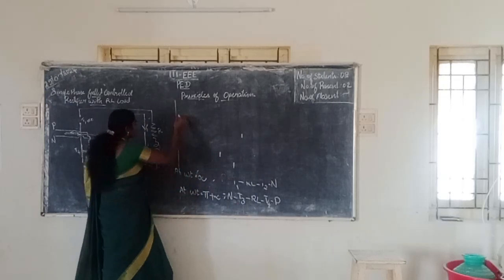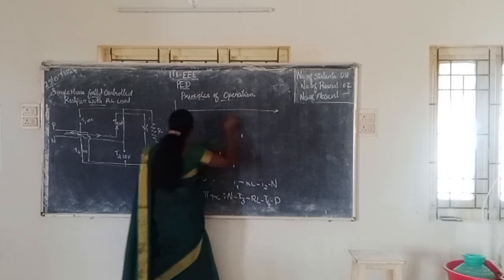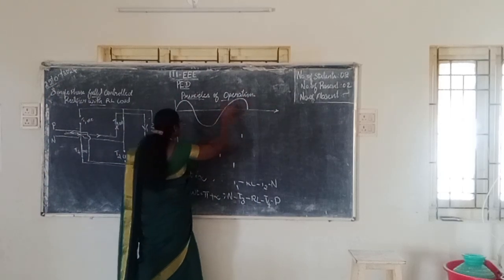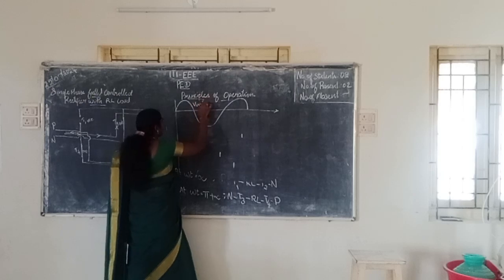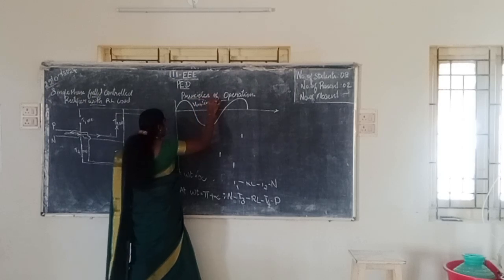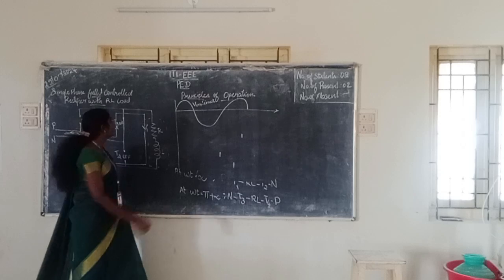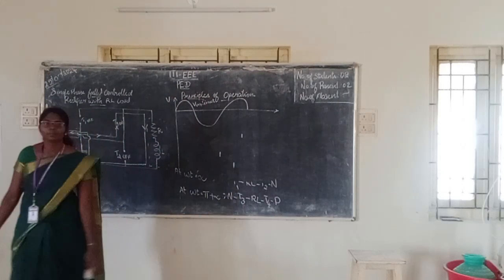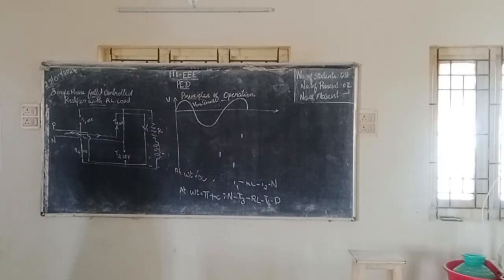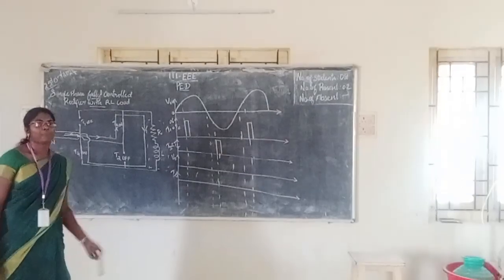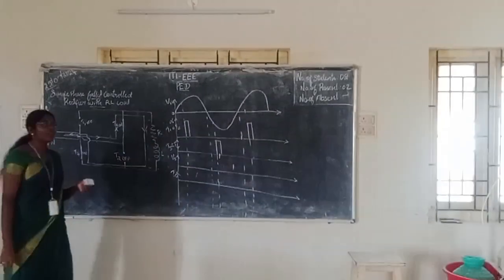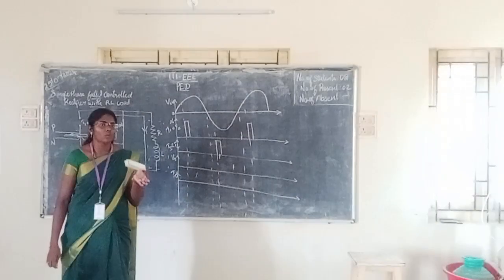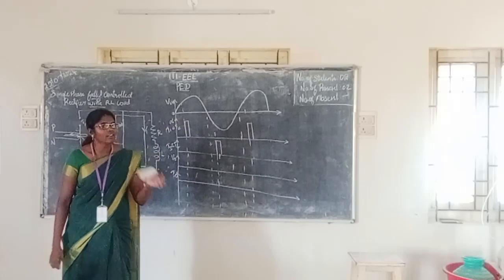So now listen to the output response graph. Our input is sinusoidal AC, that is Vm sin omega t. Okay, let's copy. So now for the RL load, due to the inductive nature, due to storage of energy, what happens? The negative, it is going to be in the reverse direction also.